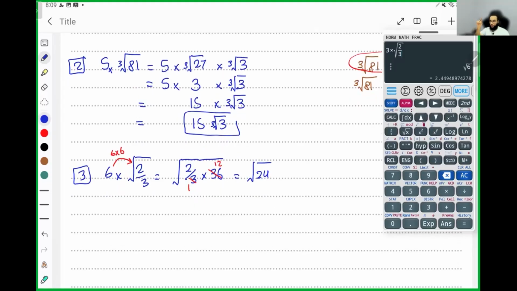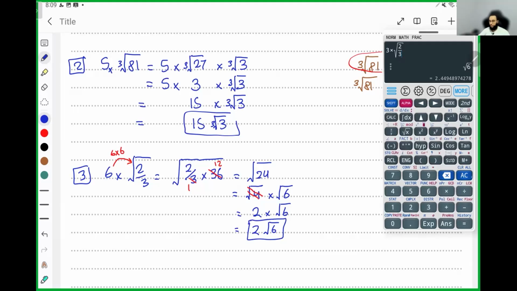Be focused. There is another step. I write instead of 24, root 4 times root 6. Why? Because 4 by 6 equals 24. And right now, I write instead of root 4, 2 times root 6, which is 2 root 6. Is 24 correct? It's correct, but he is asking you about the simplest form.